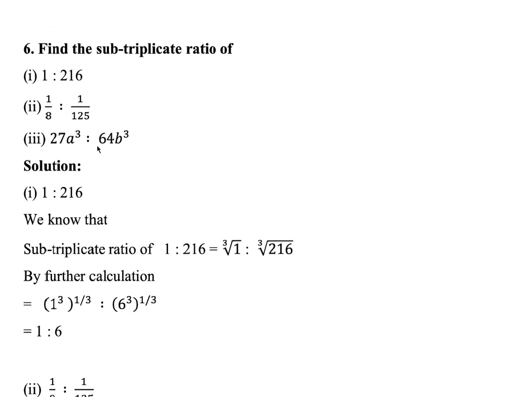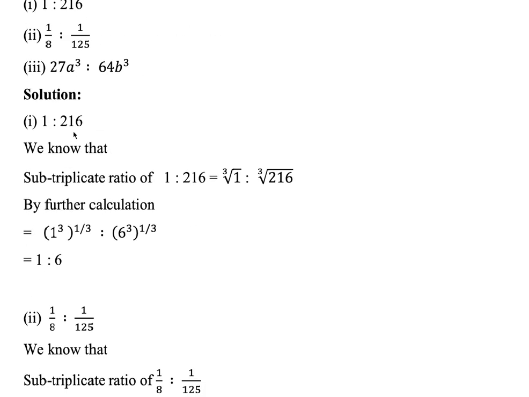Come to the next problem. Find the sub-triplicate ratio of 1, 2, 3, 3. 3 problems are given over there. 1 is to 216.